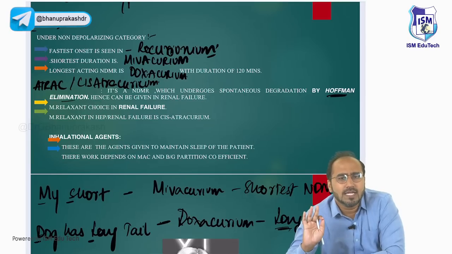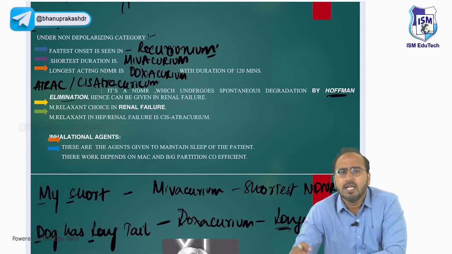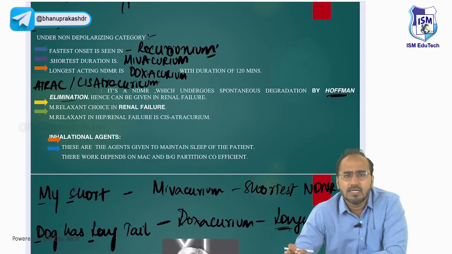Now, guys, think and tell. If they have nothing to do with the liver and kidney, logically, what does it mean? I can give this muscle relaxant to any person who is suffering with what failure? Liver failure and kidney failure. So atracurium and cisatracurium both can be given for liver failure and kidney failure. But which is the best one?